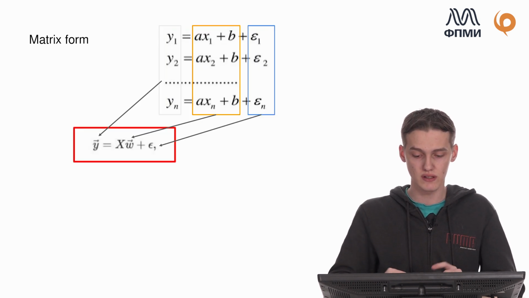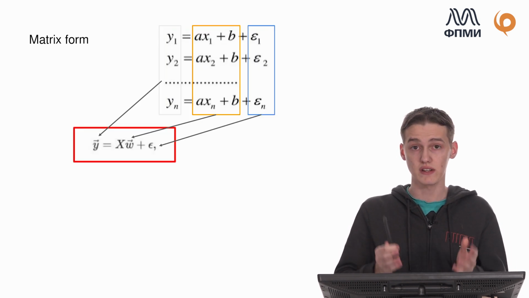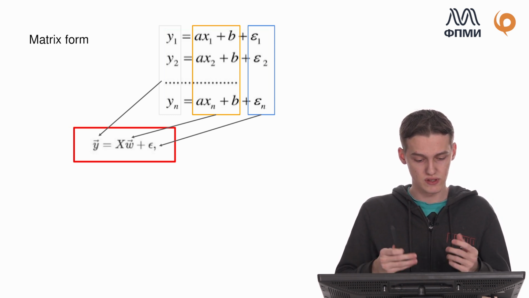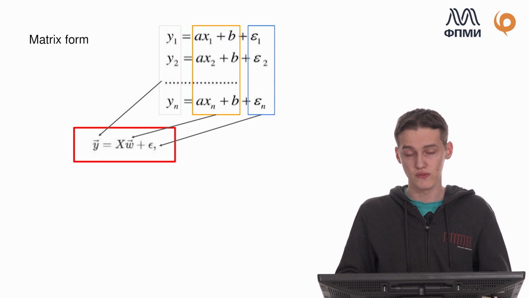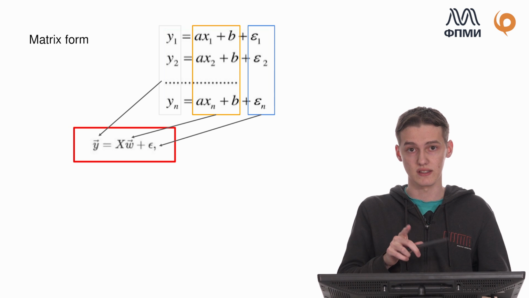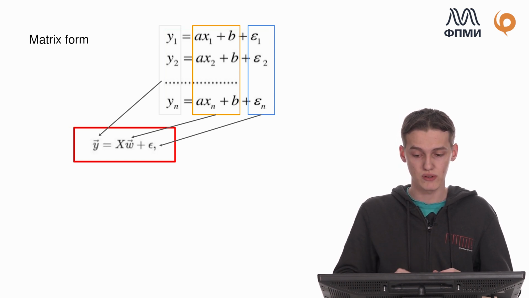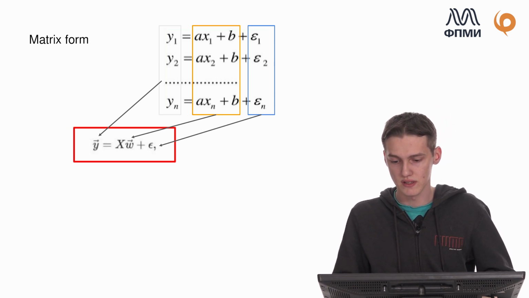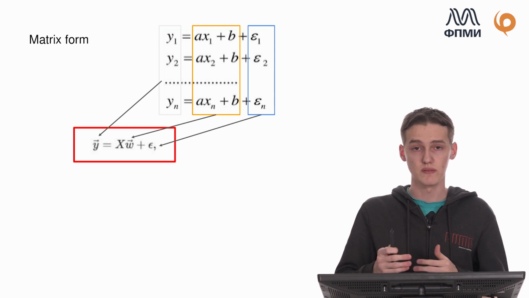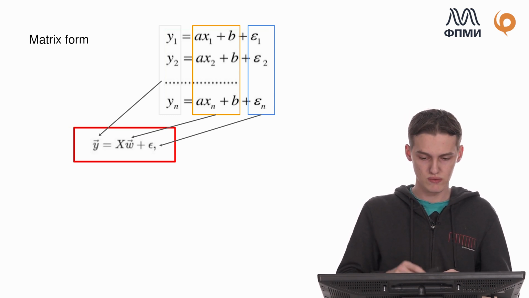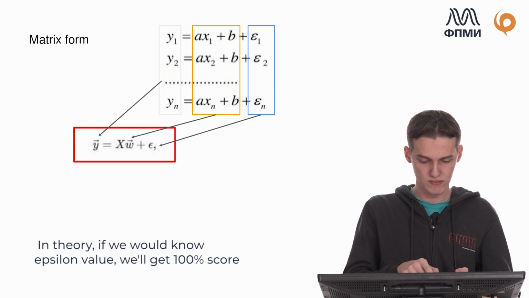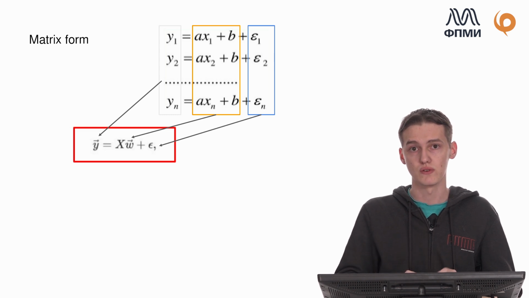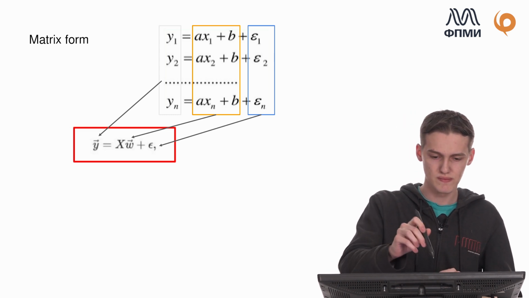In fact, we can represent this formula in matrix form. Take a look at this. Y is a vector of targets, X is a vector of features, and W is a matrix of weights. And epsilon is some random value that represents randomness of our data set. So in this case, we'll have a 100% fit, but we don't know this random epsilon.